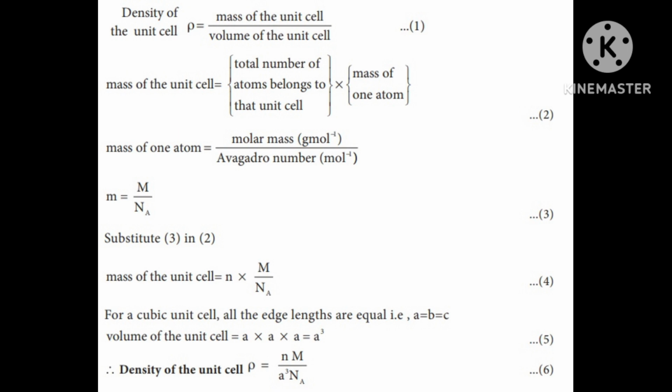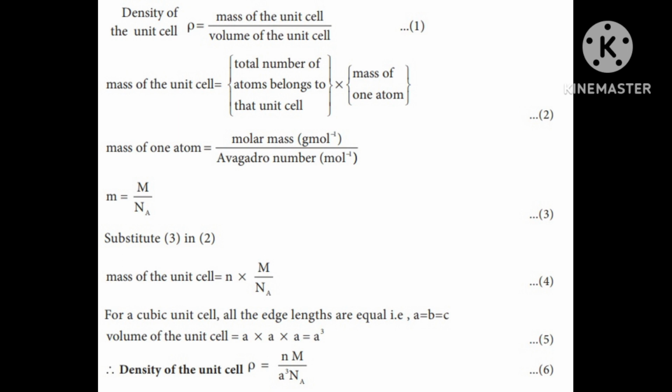If you know the side a, you can calculate the volume, a cubed. Here you have written Z into m divided by a cubed. This is the main thing. Density is equal to mass by volume, where mass is Z into m. Z means the number of atoms present in a cube.